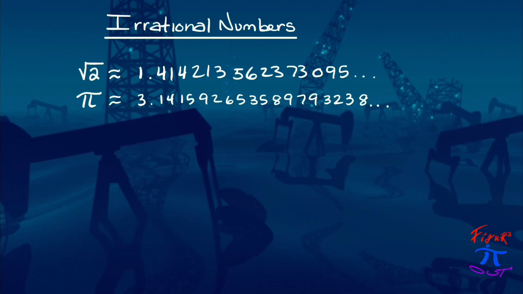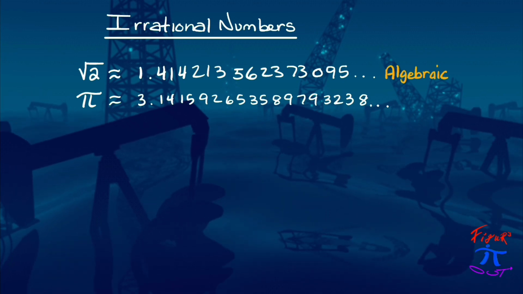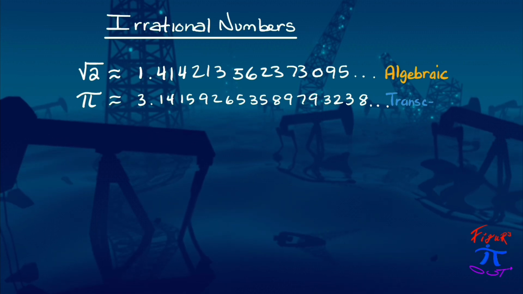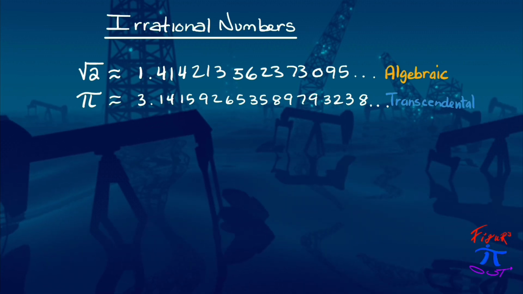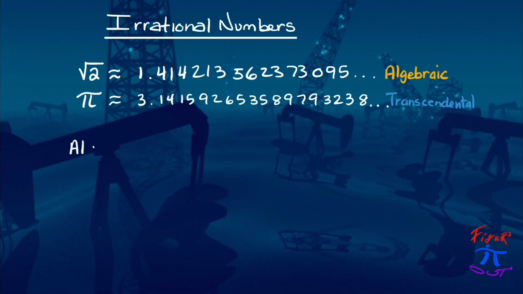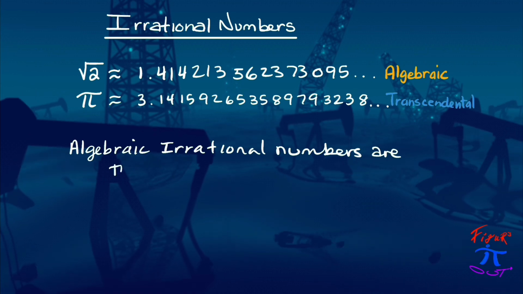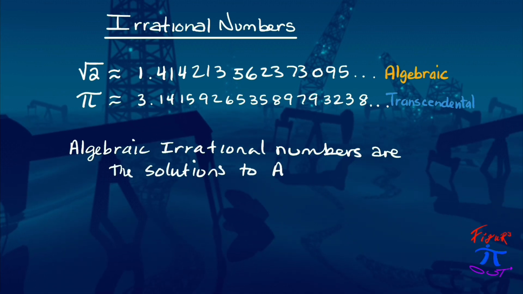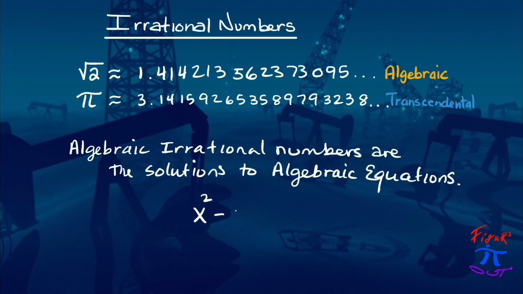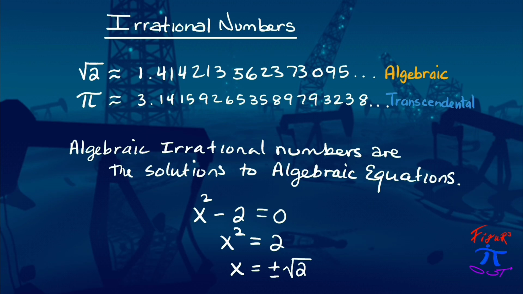Yet we can split the irrational numbers into two separate camps: algebraic numbers and transcendental numbers. The square root of 2 is an algebraic number, whereas pi is transcendental. Algebraic numbers are those irrational numbers that are the result of solving an algebraic equation. Algebraic irrational numbers are given by roots or radicals.